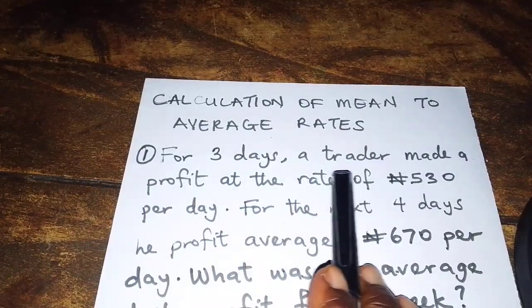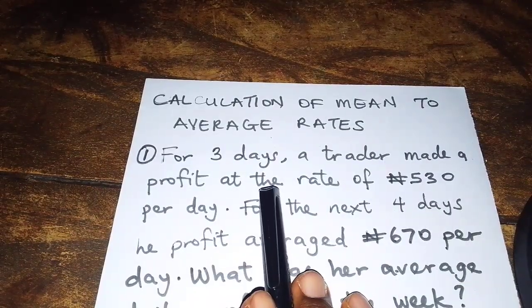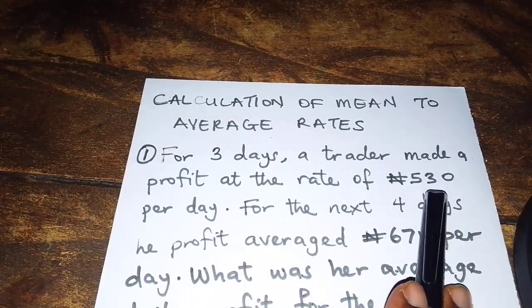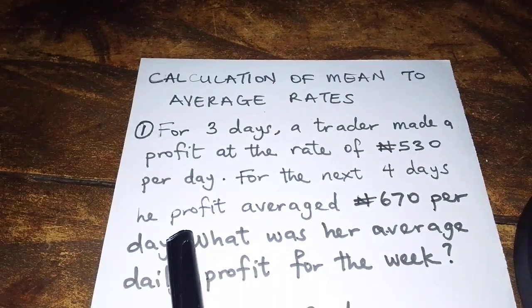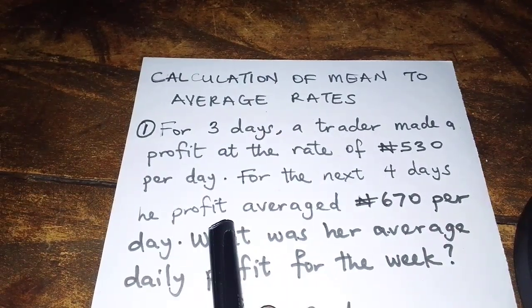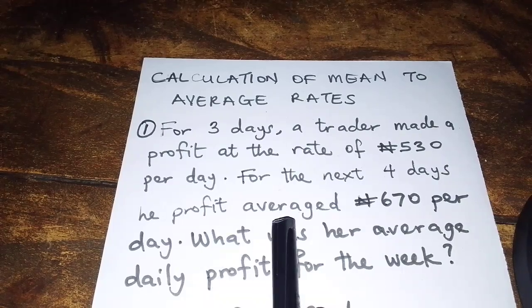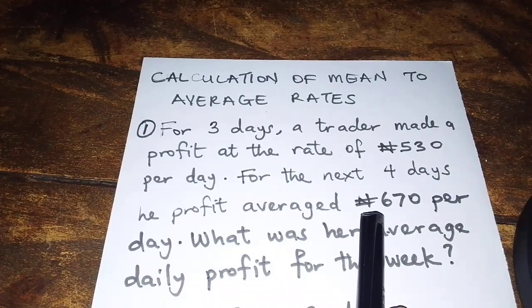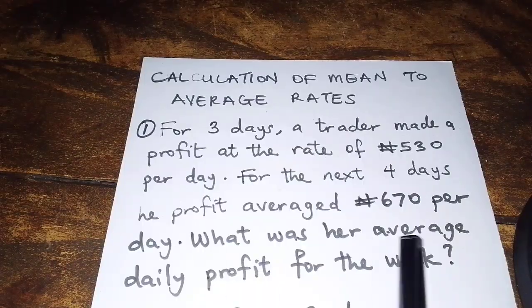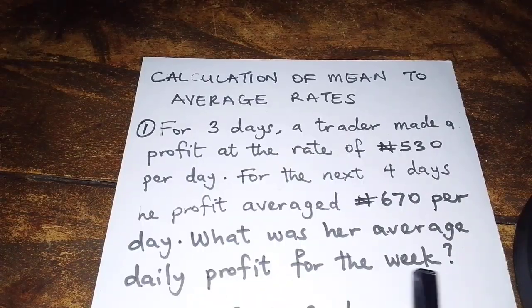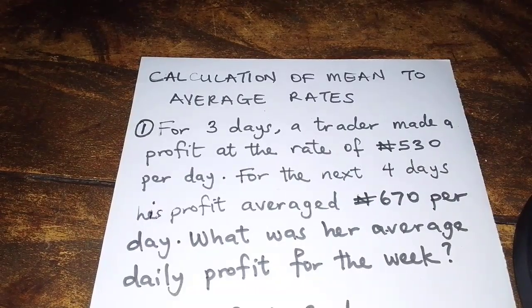For 3 days, a trader made a profit at the rate of 530 naira per day. For the next 4 days, a profit average of 670 naira per day. What was our average daily profit for the week?